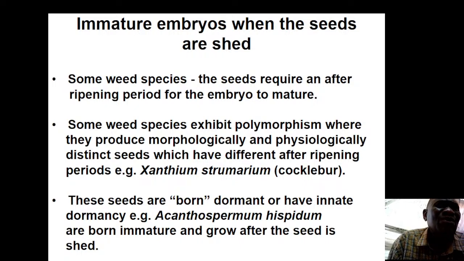Examples of such weeds could be Xanthium strumarium, which can produce seeds which are just dormant. It can also be Acanthospermum hispidum, which can also produce seeds which are not mature. They will become mature after seed shed.